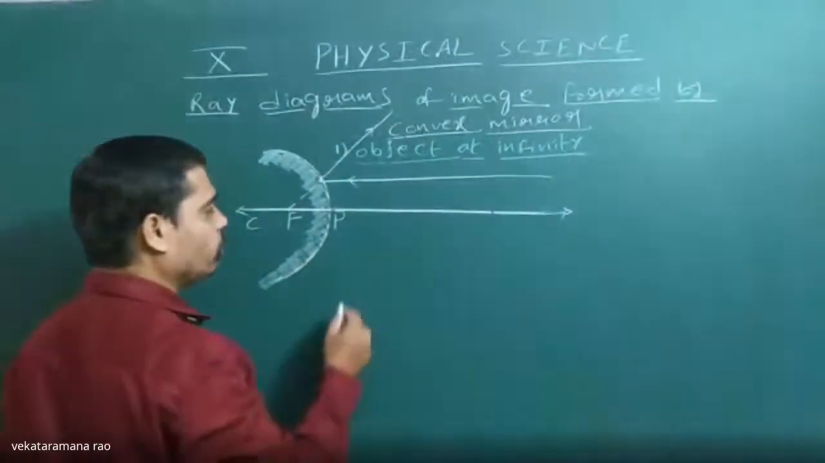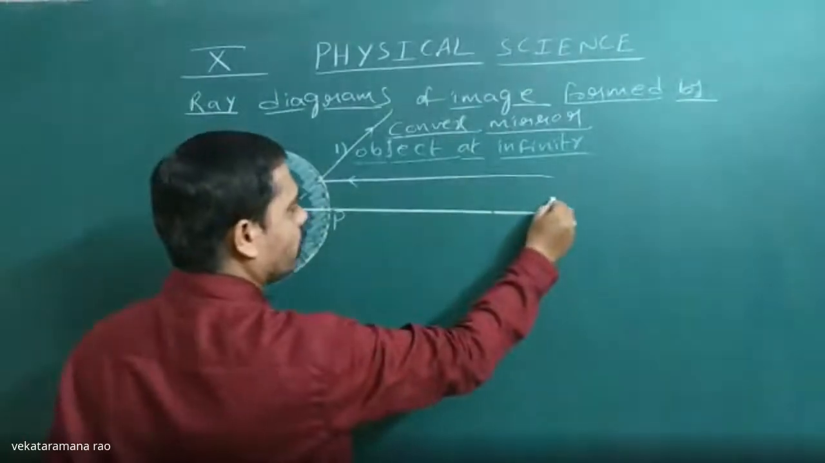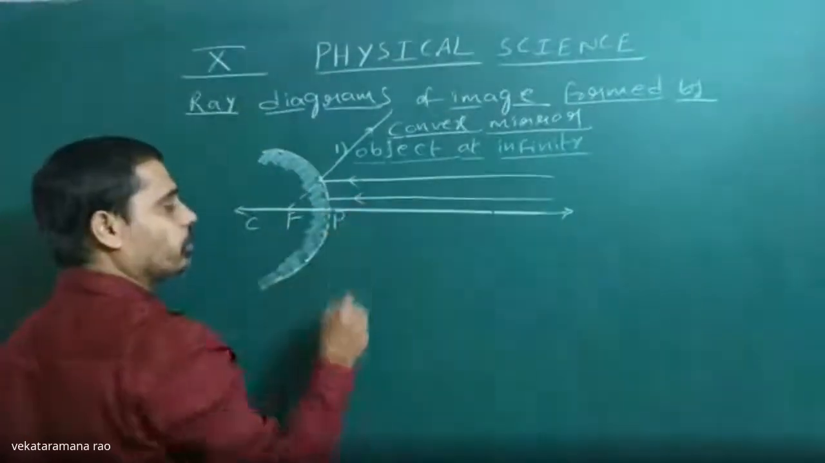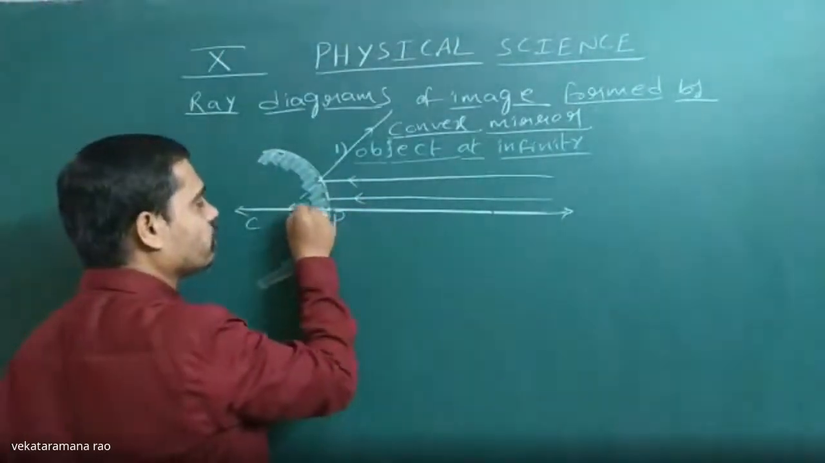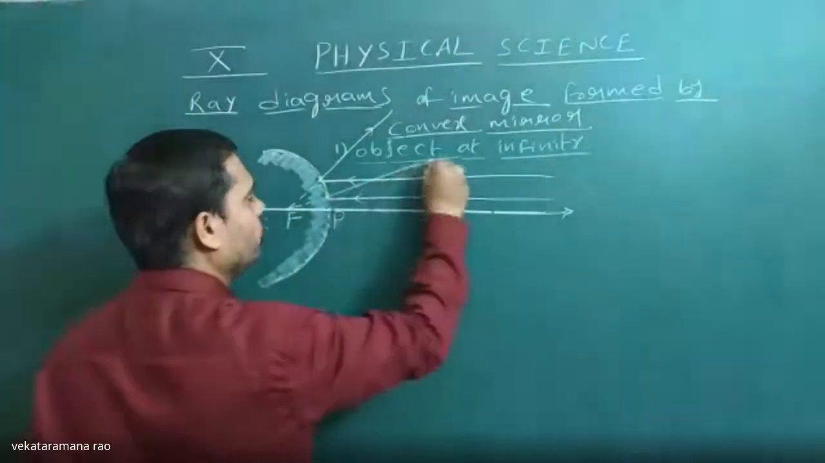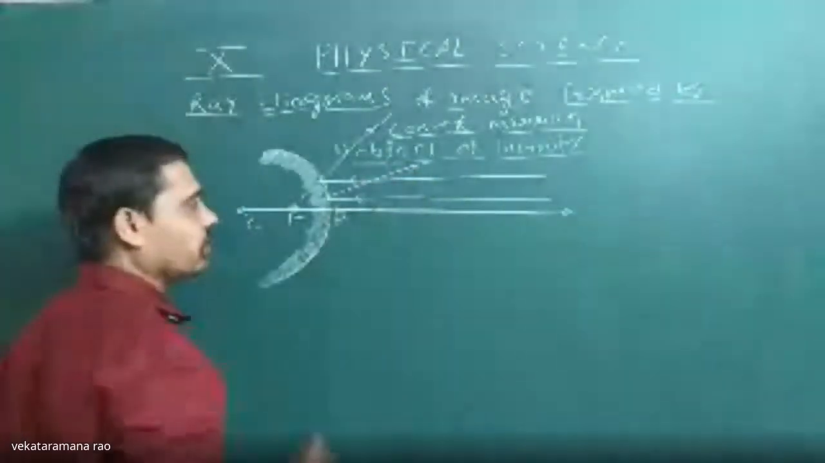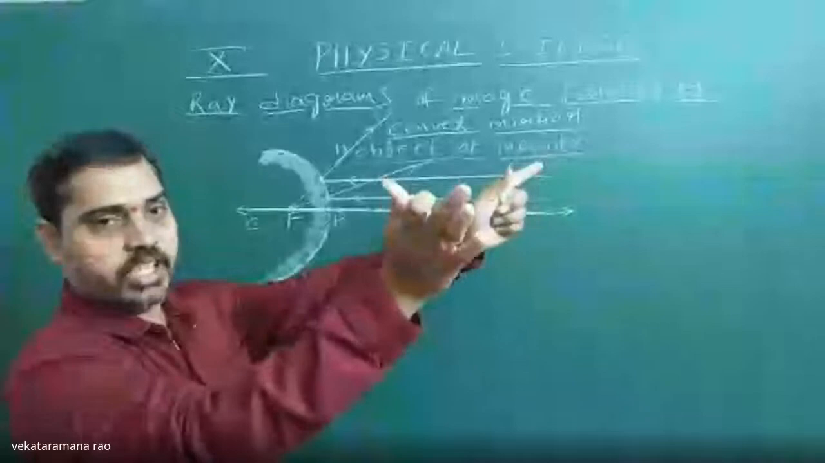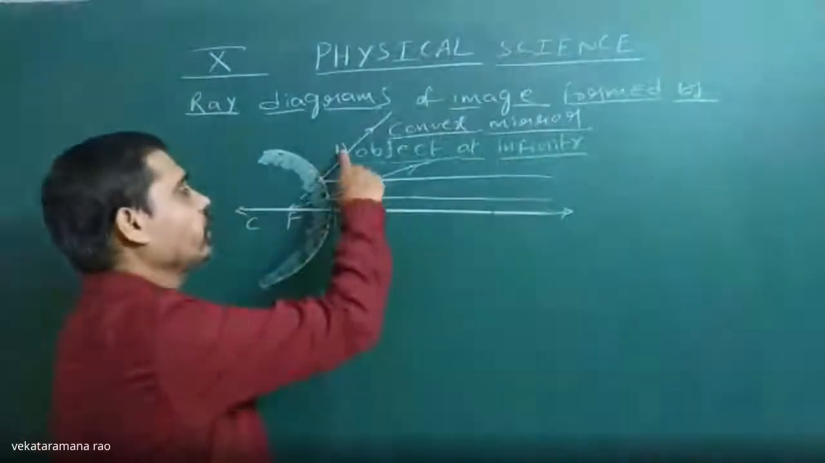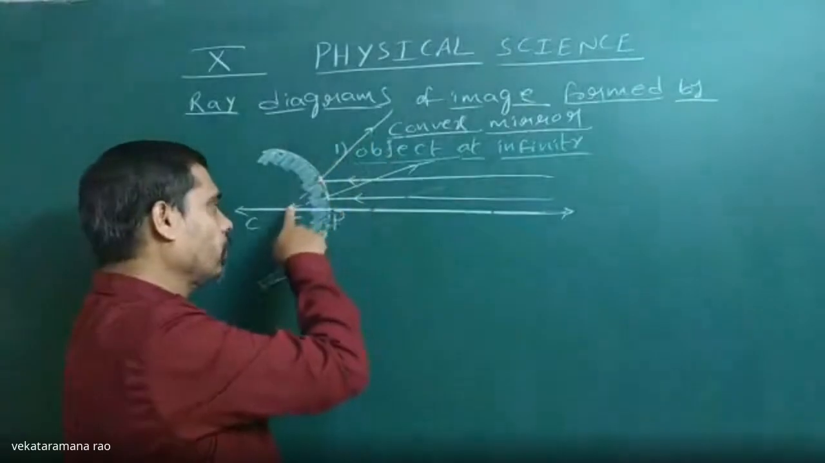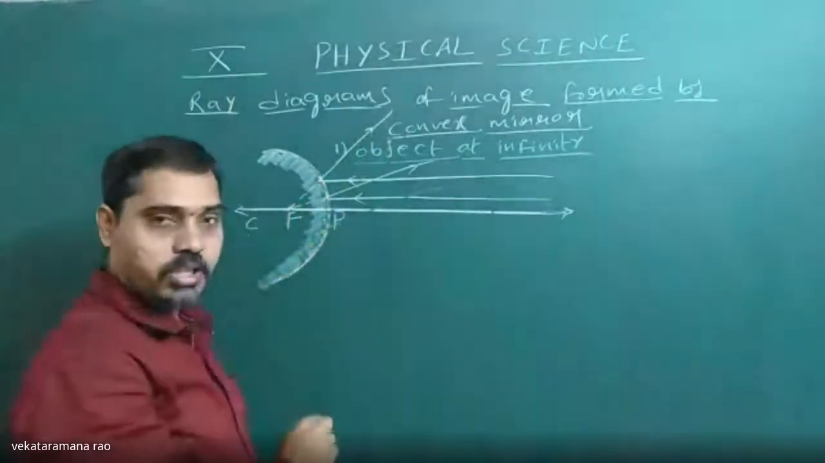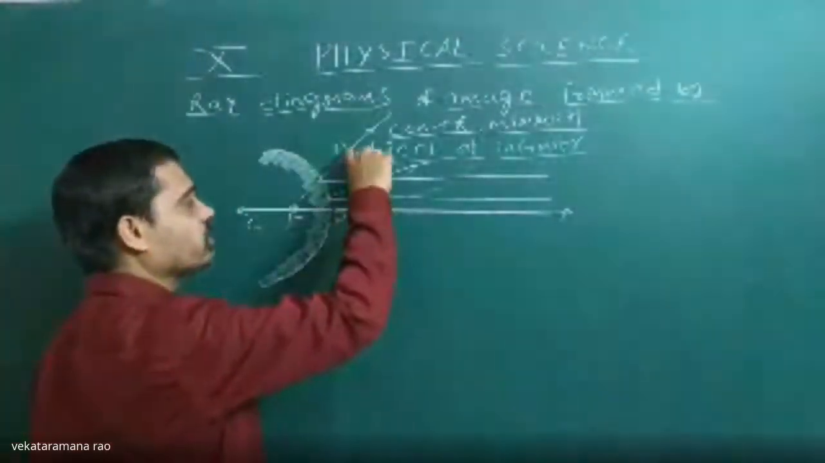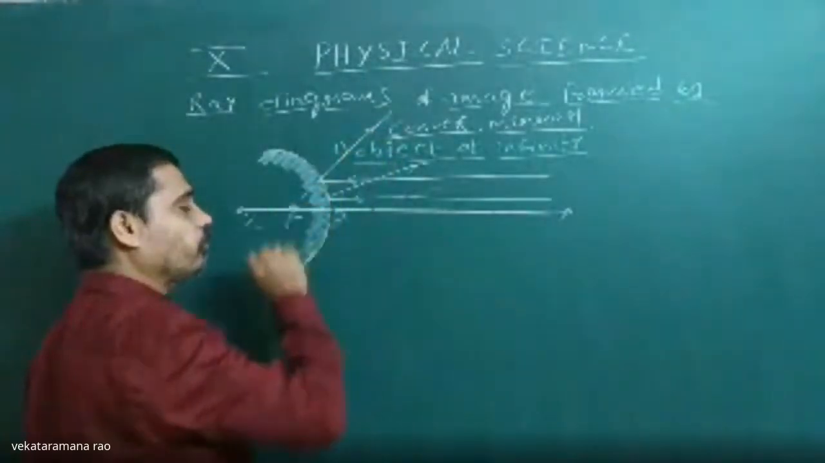Now let me draw one more incident ray which is also parallel to the principal axis. Its reflected ray also appears to be coming from the focus. These two are diverging. Diverging means not at all meeting, going on, extending in different directions. These two rays appear that they are coming from a point behind the mirror. Which point? That is the focal point.